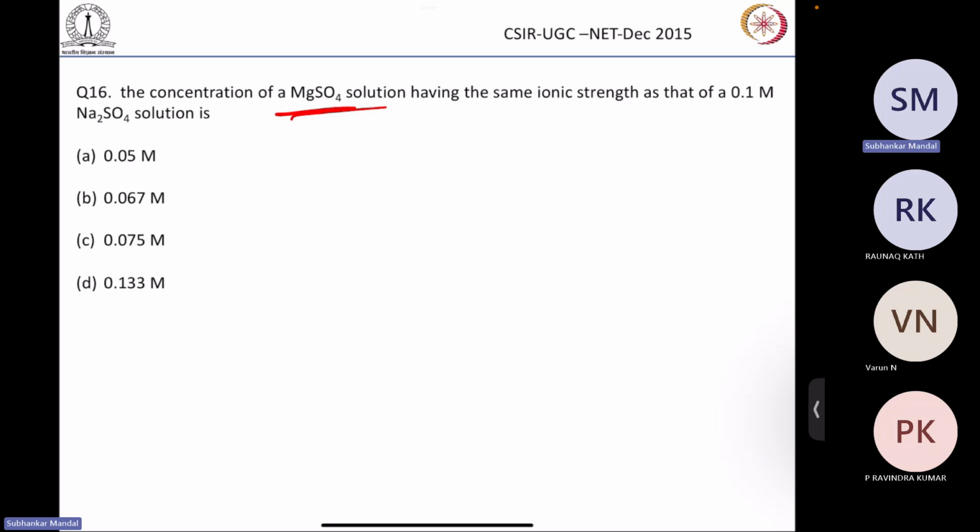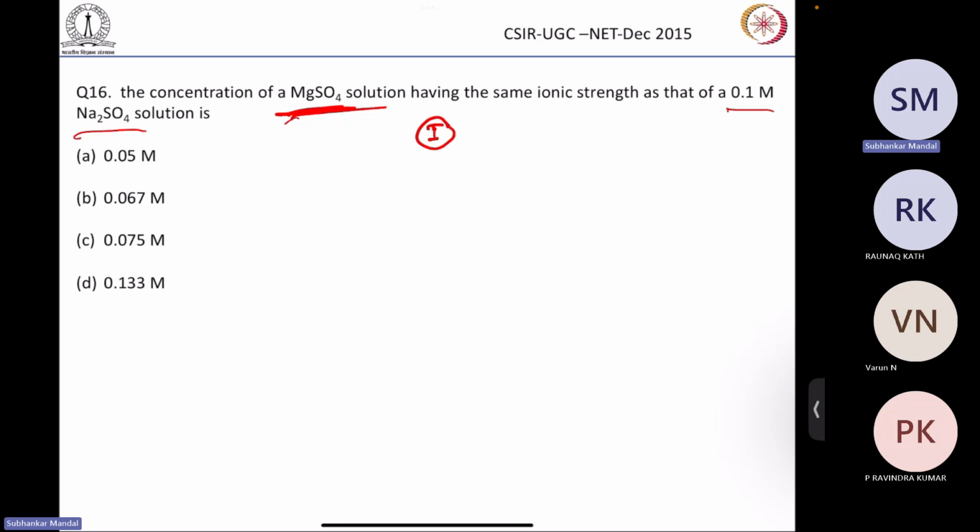So ionic strength, basically you have to write the ionic strength equation. First we have to calculate the ionic strength of sodium sulfate for 0.1 molar solution. Then from there you will get the ionic strength of sodium sulfate. Then because it is told that the ionic strength of magnesium sulfate and sodium sulfate is the same, from there you have to calculate the concentration of magnesium sulfate. So this is the hint.